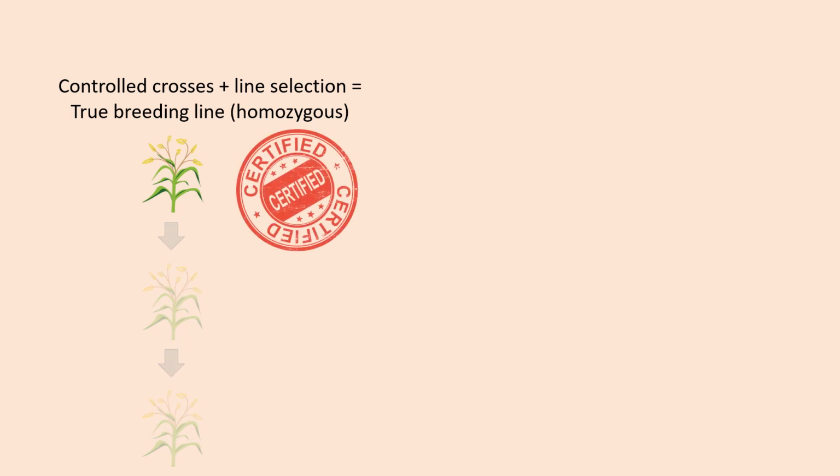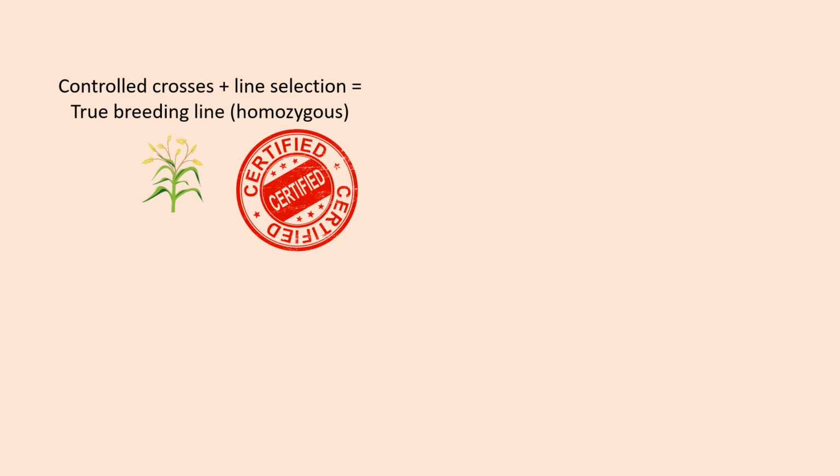Controlled crosses, when coupled with line selection, are a powerful tool for the plant breeders. They can produce true breeding lines, which will always produce offspring of the same quality as the original crop. Because of their genetic stability and uniformity, true breeding lines can be easily certified for a broad commercial use.